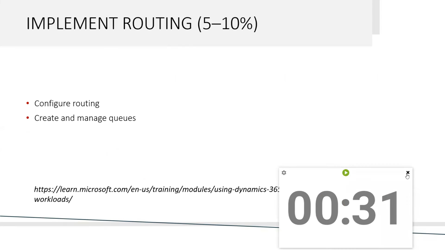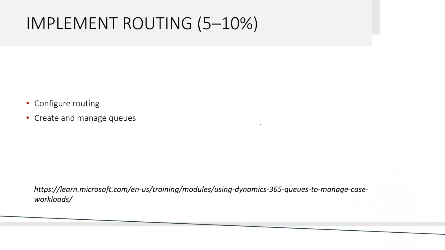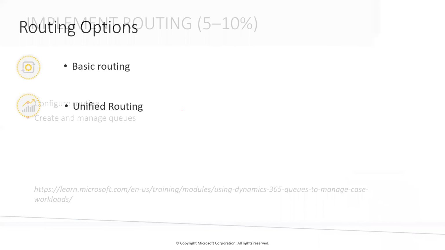Now we have another segment in the list, which is talking about implementing the routing scenario. Under this segment, we're going to talk about two things. First of all is configuring the routing. The second one is creating and managing the queues. So let's move ahead and talk about this section now.